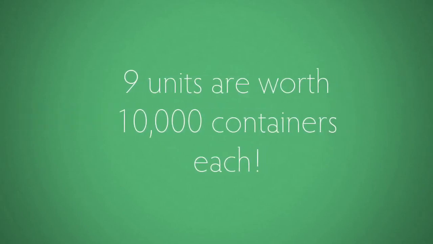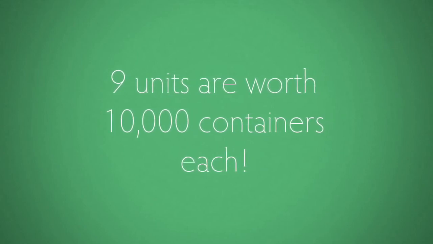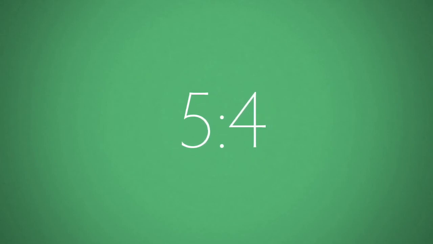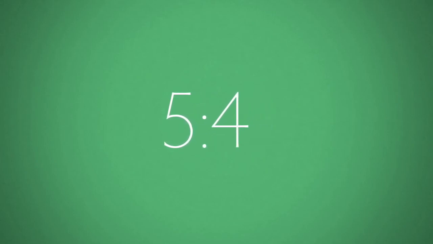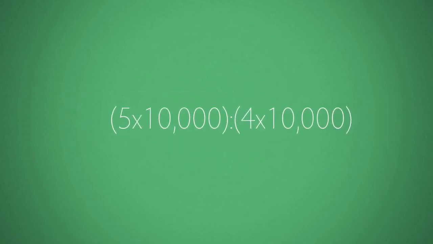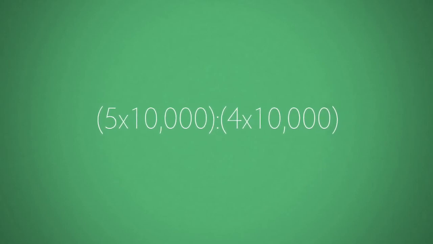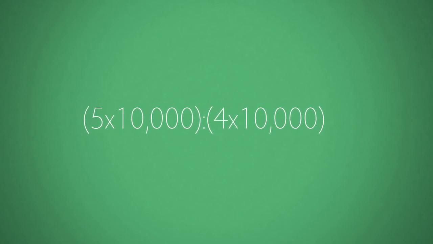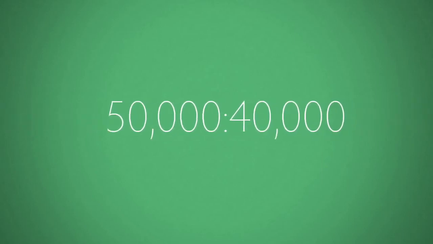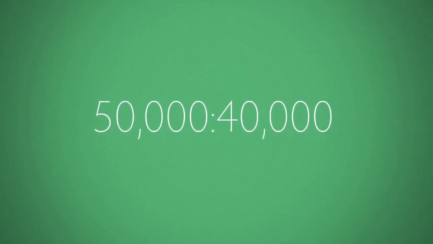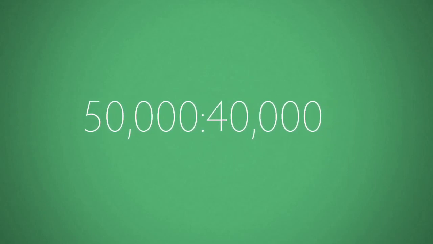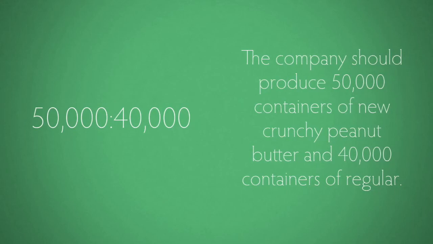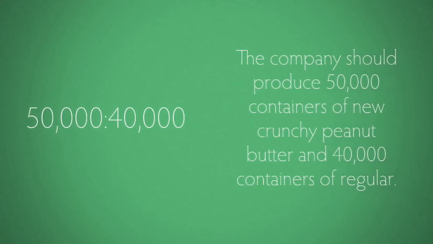This means that each of those 9 units are worth 10,000 containers of peanut butter each. And remember our ratio, 5 extra crunchy to 4 regular. And because each unit is worth 10,000, we have 5 groups of 10,000 extra crunchy and 4 groups of 10,000 regular crunchy. Or 50,000 extra crunchy to every 40,000 regular crunchy. Written out, we could say that the company should produce 50,000 containers of the extra crunchy peanut butter and 40,000 of the regular.